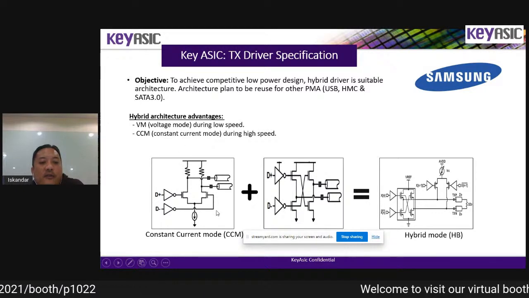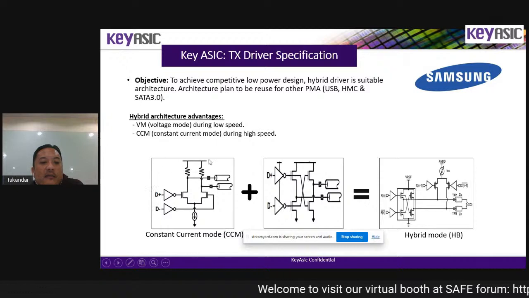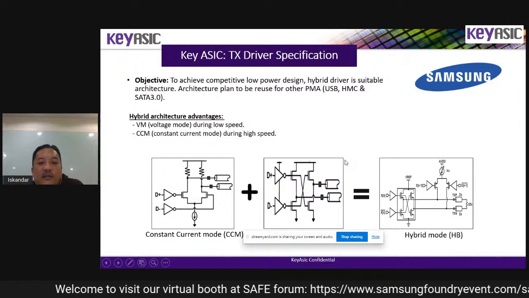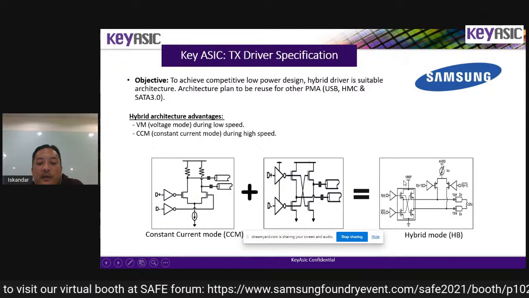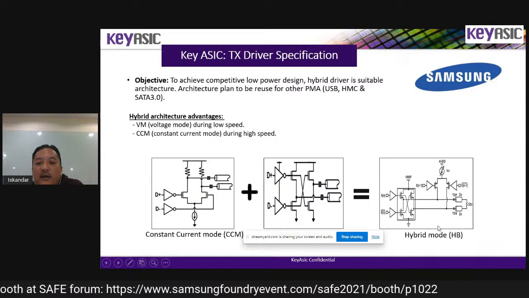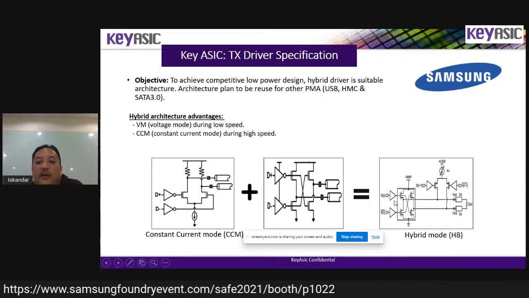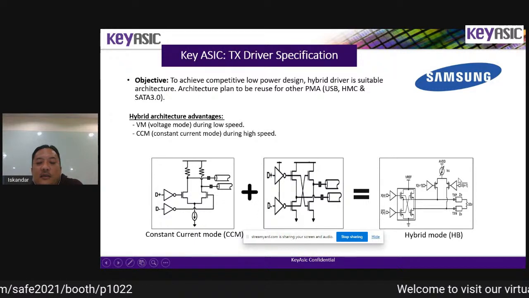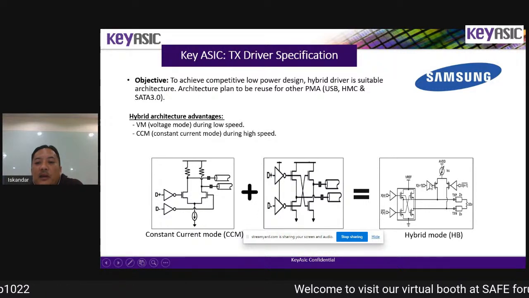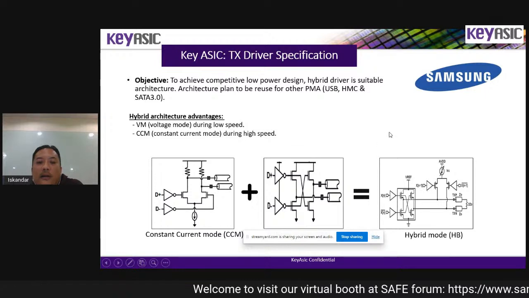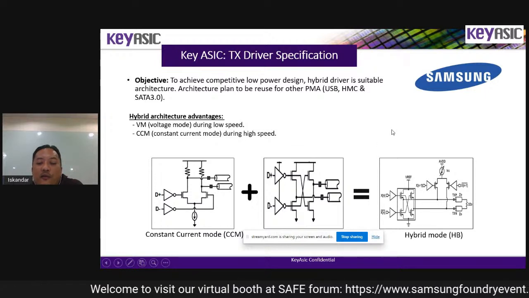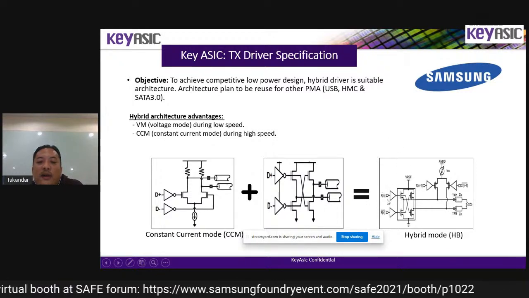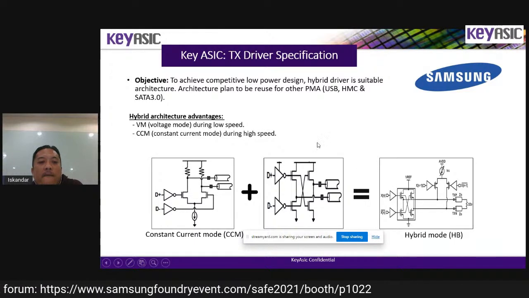So as you can see here, this is an example of the current mode driver. So we merge it with the voltage mode driver, and we produce the hybrid mode driver, something like this one. So the current mode will control the coefficient that we have discussed in the previous slide, while the voltage VB that we discussed in the previous slide will be controlled by the voltage mode driver.